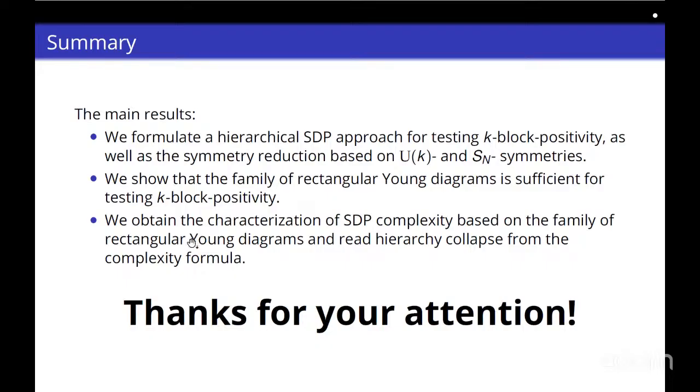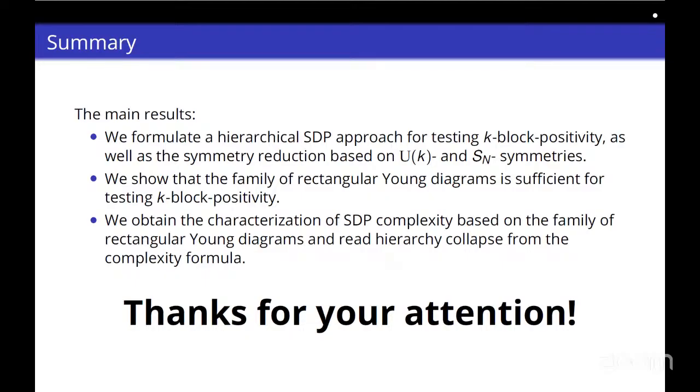And the third, we obtain a formulation to characterize the SDP complexity based on the family of rectangular shape Young diagrams, and this formula can explain the hierarchy collapse easily, and we also show you how to look at this from a very illustrative way from the viewpoint of representation theory. So that's all.